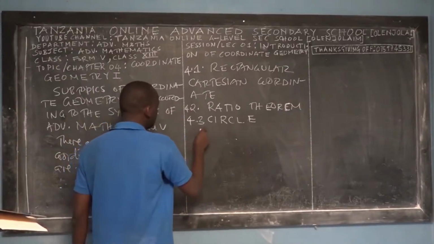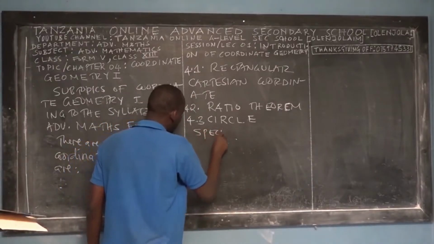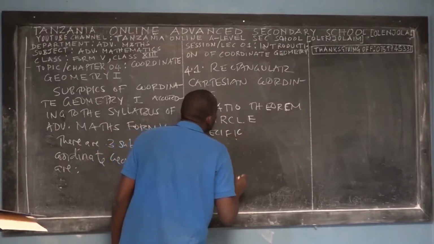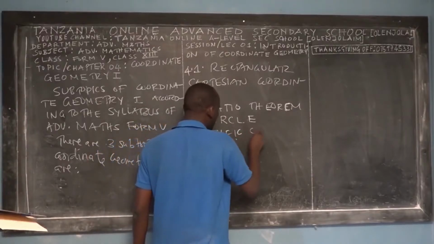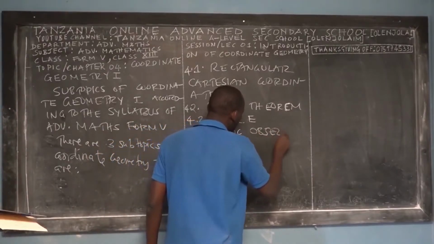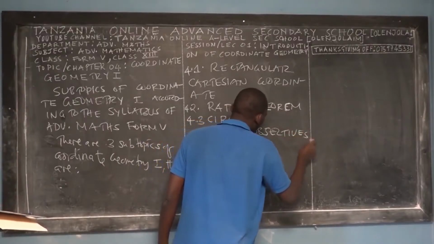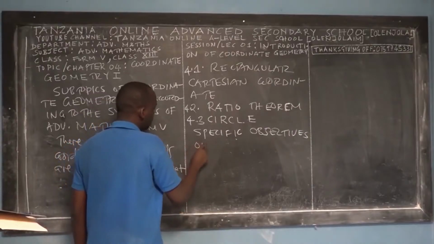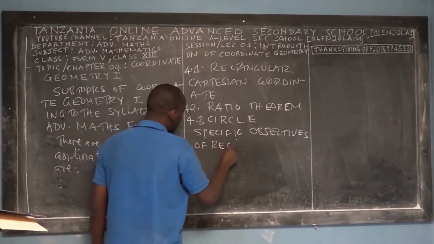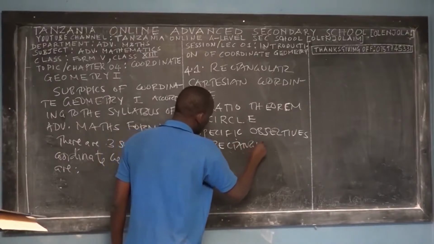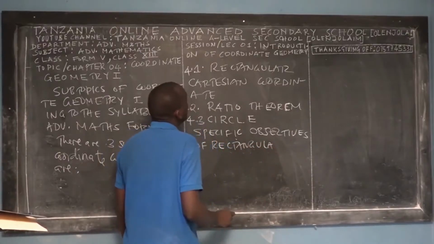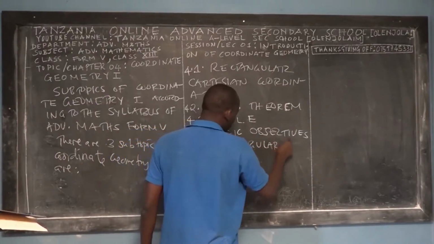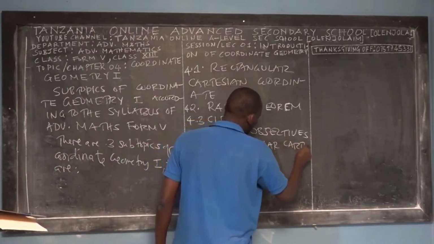The second thing, which might be a bit longer, is that I want to let you know about the specific objectives of each subtopic. So let me start with the specific objectives of rectangular Cartesian coordinates, according to the syllabus.